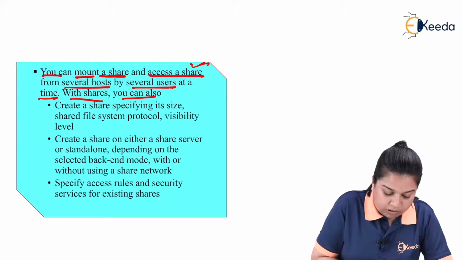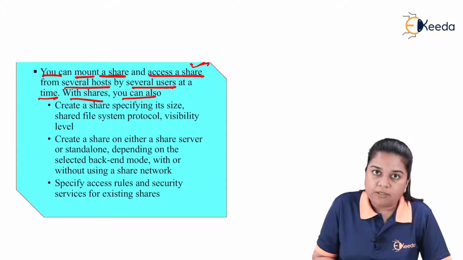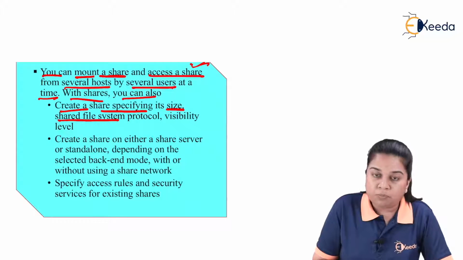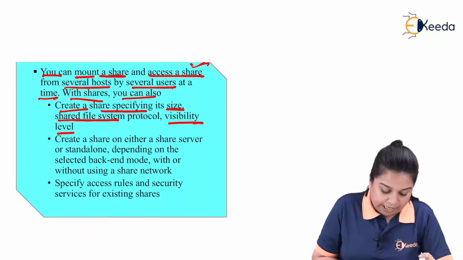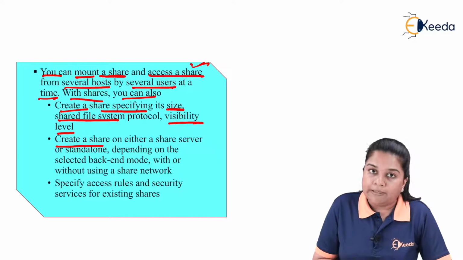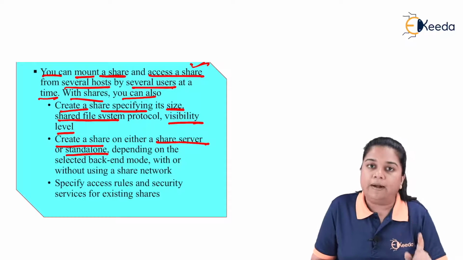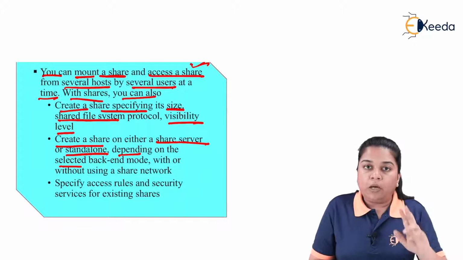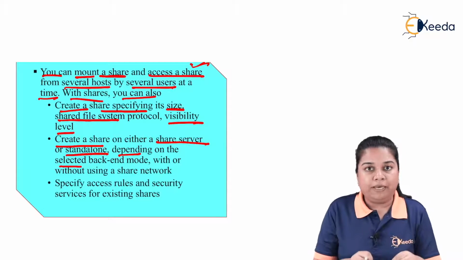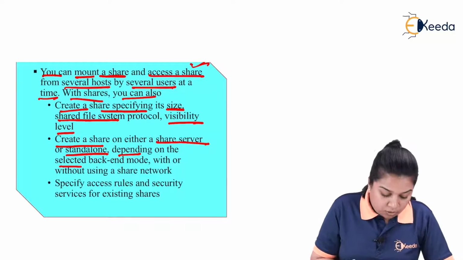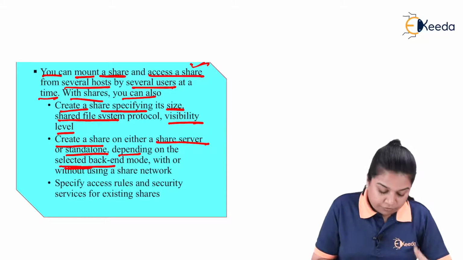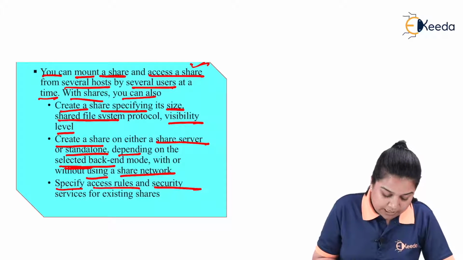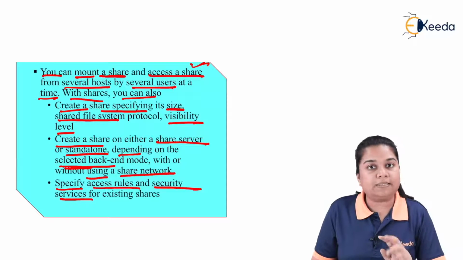With shares, the service also provides some other capabilities. You can create a share specifying its size, shared file system protocol, and visibility level. Then you can also create a share on either a share server or a standalone system, depending on the selected backend mode. Here we all know that there can be multiple backends where this share works. So, depending on the selected backend mode, with or without using a share network. Again, specify access rules and security services for the existing shares.